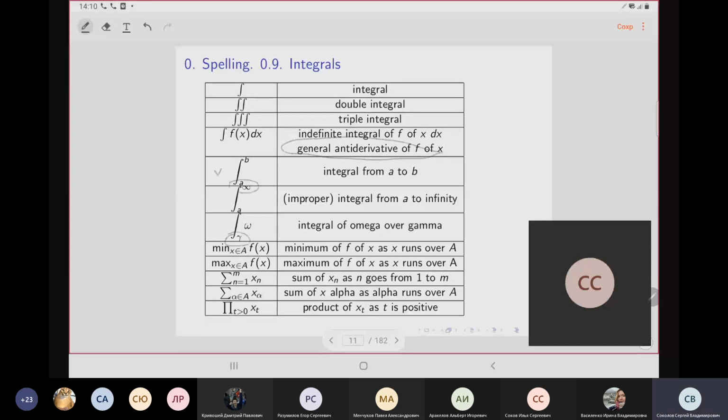Some other notations: minimum, maximum. We say x runs over A if we consider only x that belongs to some set. We say that x runs over the set. And so on, if here alpha runs over A. And sometimes we use product. Product can also be used.